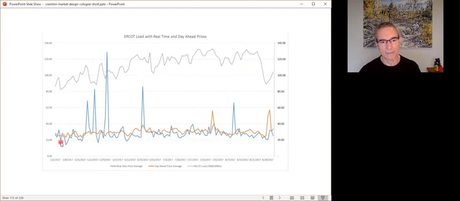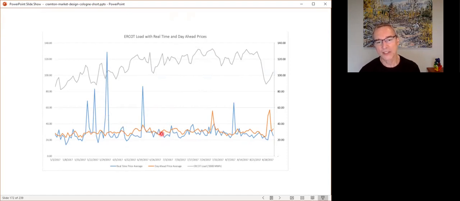Here's a picture of the load in the summertime in Texas. And this is also the day-ahead price in orange, with some blips there you can see, and the real-time price in blue. And you can see the real-time price is more volatile through this summer month, which is when things are most volatile, because that's when we reach our peak. And generally what you'll see is the day-ahead price and the real-time price will be on average about the same, but the real-time price will be more volatile.